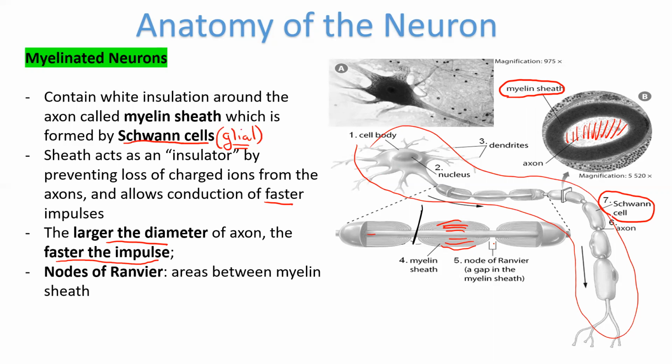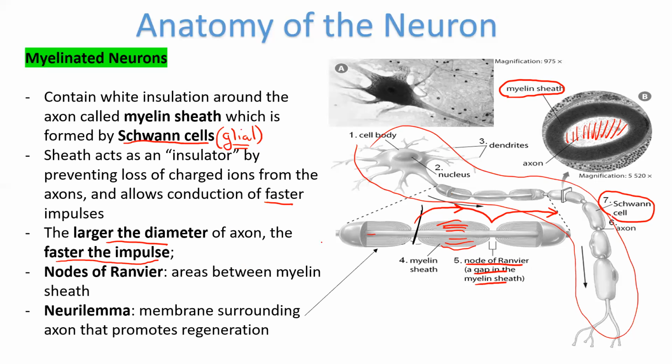The little gaps between are referred to as nodes of Ranvier. They're little gaps. As we're going to see, impulses that are myelinated jump from gap to gap. We're going to see that later on. That's called saltatory conduction. The neurolemma is this thin sheet around the myelin that allows for regeneration.